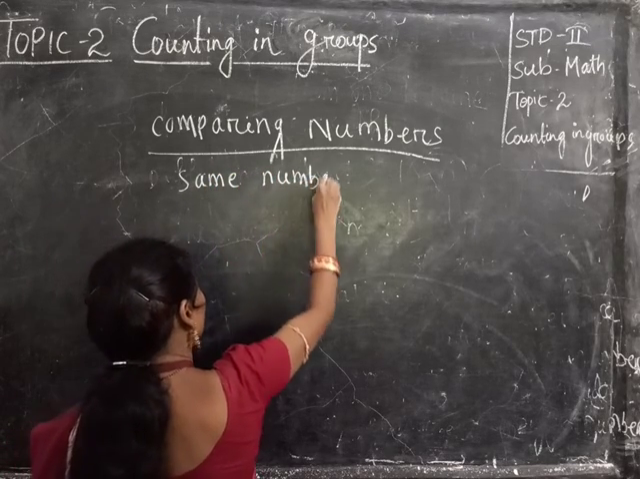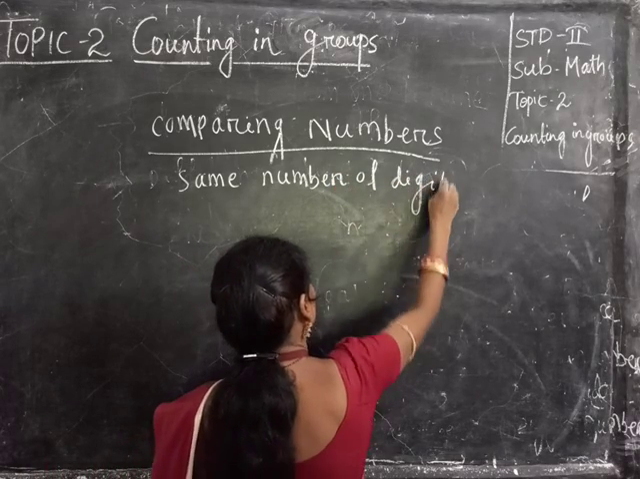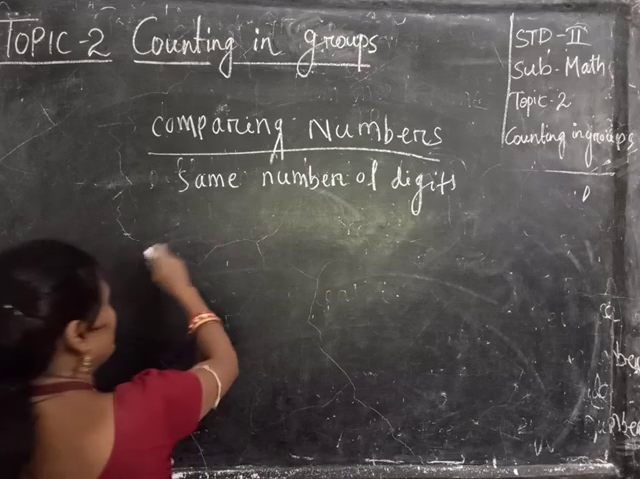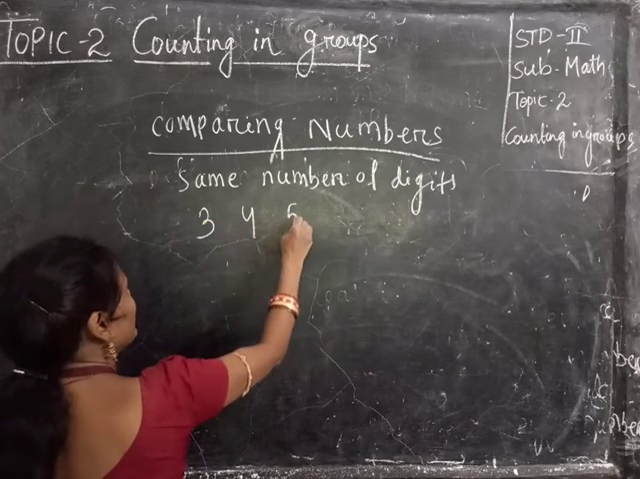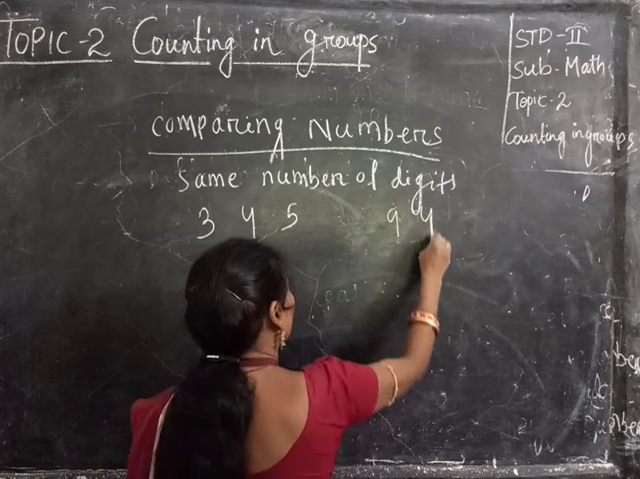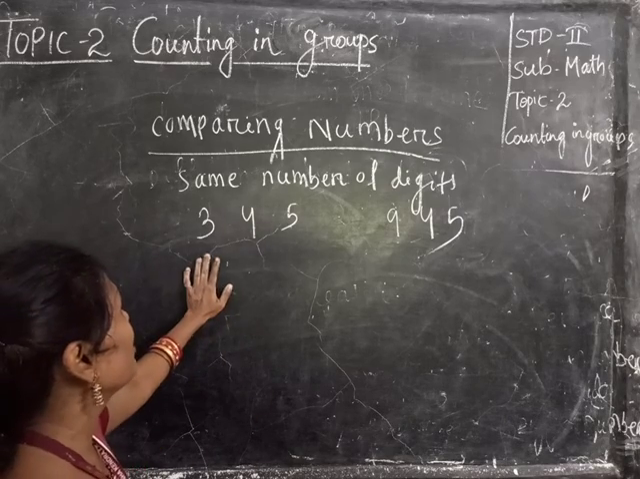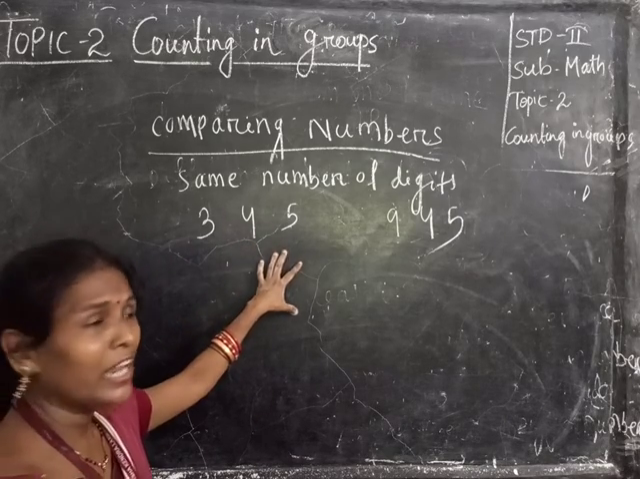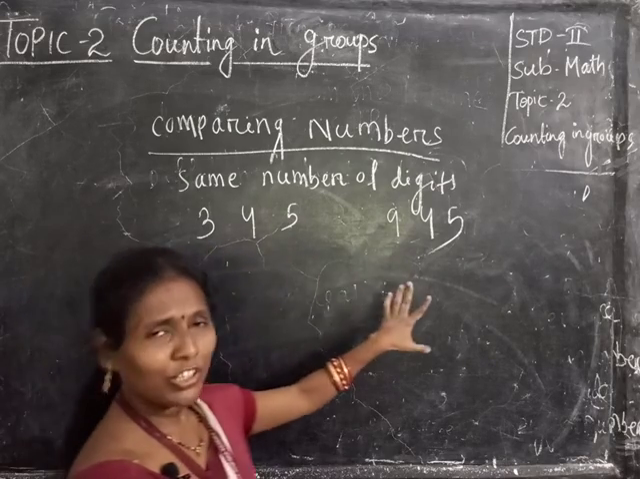Same number of digit. Okay. So now 345, I am writing 945. So tell me students, here is your 345 I have written and 945. You see here also 3 digit, here also 3 digit.